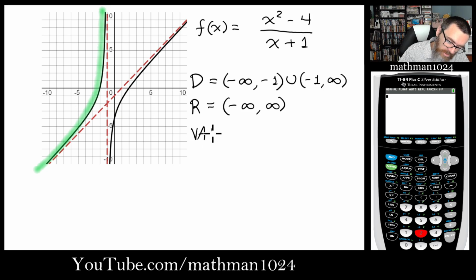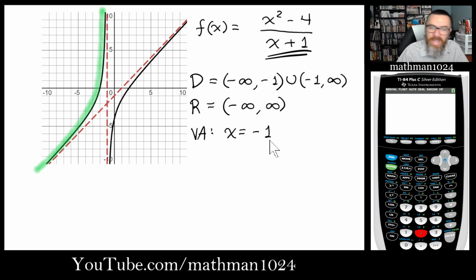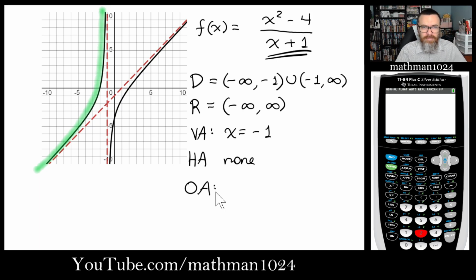My vertical asymptote, we can see that in the picture. We can also see it from right here, from that denominator. What makes that denominator equal to 0? Well, that's when x equals -1. So it matches with the picture. Now, for the horizontal asymptote, we see that we don't have one, but we do have an oblique asymptote.